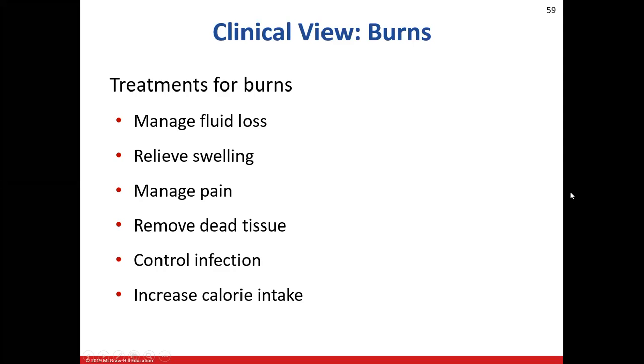So what are some of the treatments for burns? Well, when we get into some of the more severe ones, one of the big things is to manage fluid loss. We really want to make sure we do our best to try to prevent dehydration. We obviously want to relieve swelling. Too much swelling is a bad thing. Certainly the more severe the burns are, the more pain we're going to have, and so we want to try to manage the pain as best as possible.